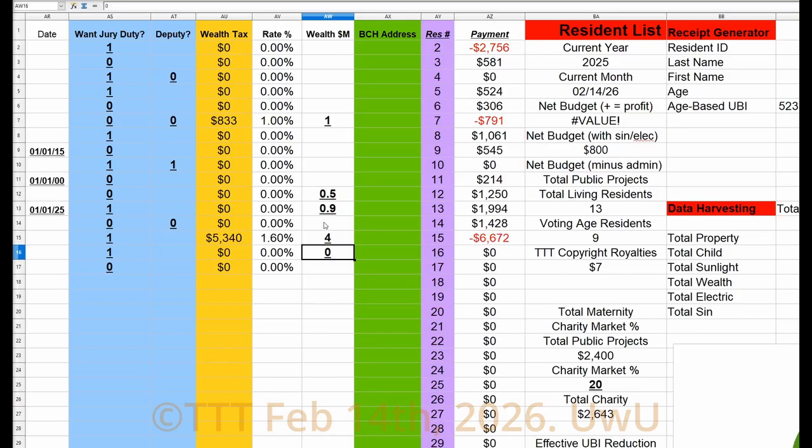Incredible. Right now, we only have 2 people paying wealth taxes, but they still really supply the system. If you look at all of this, here is our payment for all of our residents. If you look right here, there's only 3 residents that pay taxes. Everyone else gets money every single month.